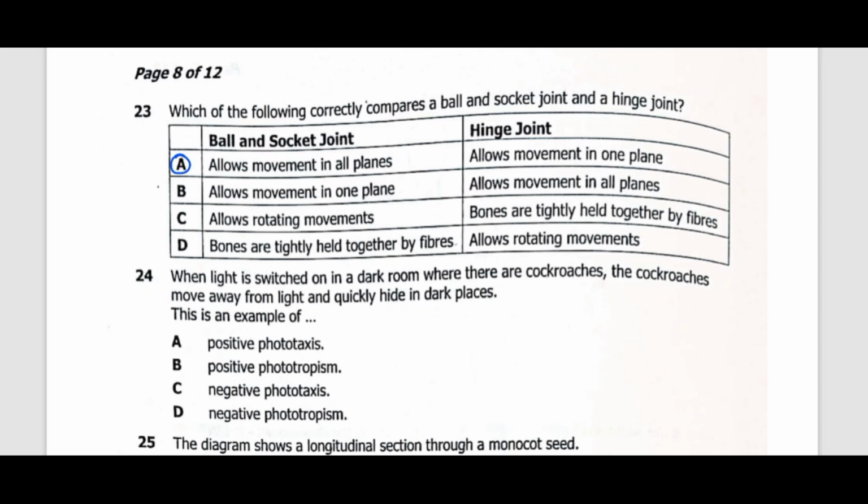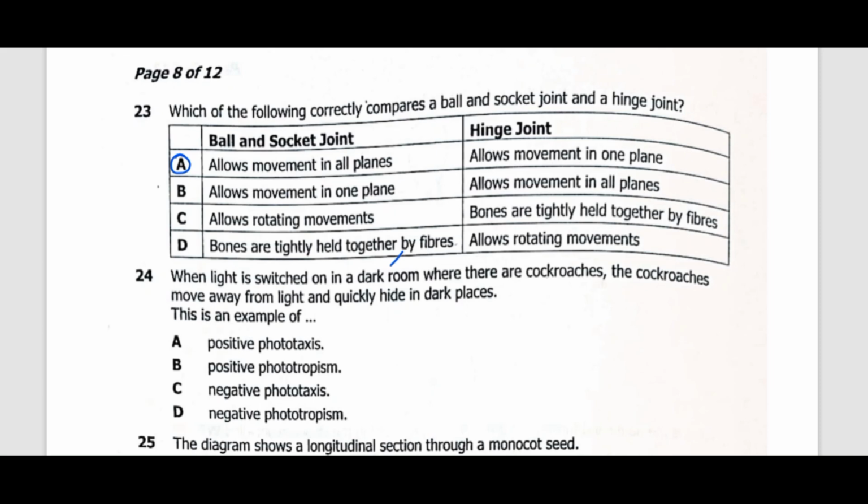When light is switched on in a dark room where there are cockroaches, the cockroaches move away from light and quickly hide in dark places. So we are trying to find the response by which an organism responds by moving away. Since a cockroach moves away, the response of moving from one position to another is what we call taxis. Now, since it has to do with light, we are expecting to have phototaxis.